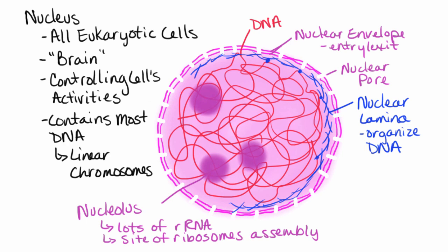Okay, so that's a look at some of the general features of the nucleus. The nucleus is going to contain a bunch of linear chromosomes, which makes up most of the DNA that we do find inside eukaryotic cells.